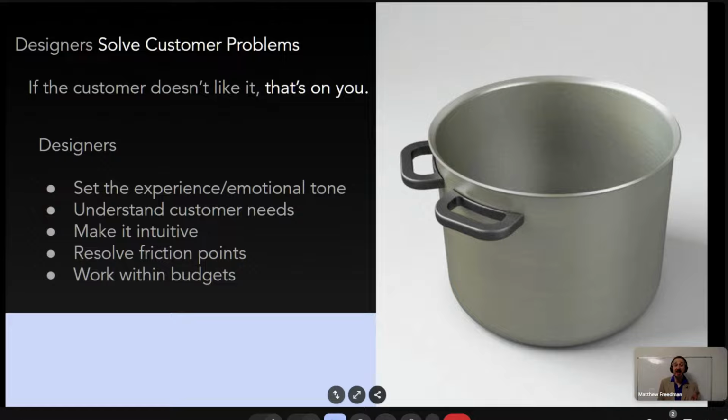Work within budgets. I think they did a pretty good job there of not trying to gold plate their pot. So at least they worked within their budgets there. All right. Oh, and of course, again, if you've got any questions, please let me know in the chat.